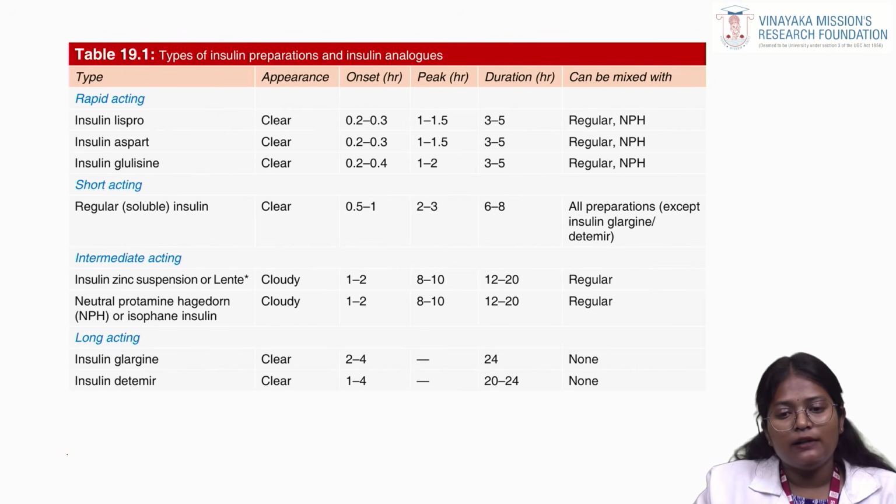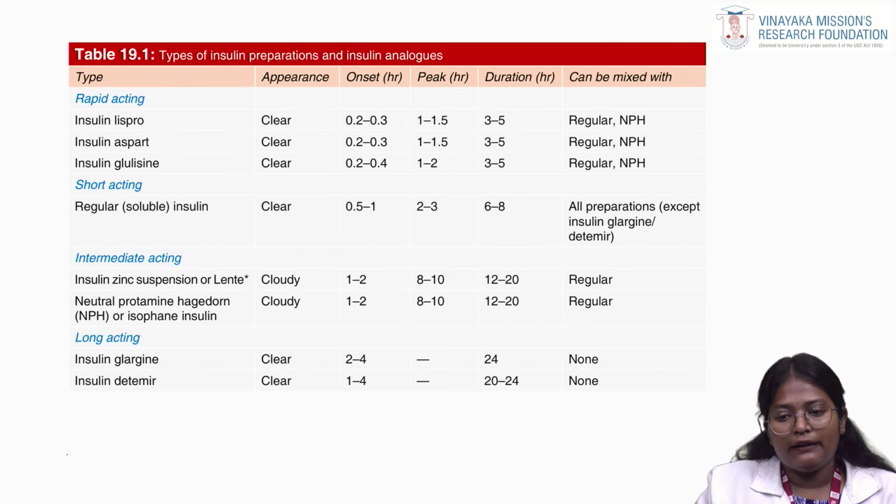Next, insulin glulisine, it also appears clear. The onset is 0.2 to 0.4 hours. The peak is 1 to 2 hours. It has a very short duration of action, that is 3 to 5 hours. Regular and NPH insulin can be mixed with glulisine. Short acting, regular or soluble insulin, clear, 0.5 to 1 hour onset, 2 to 3 hours peak time. Next, duration is 6 to 8 hours. All preparations except insulin glargine and detemir.